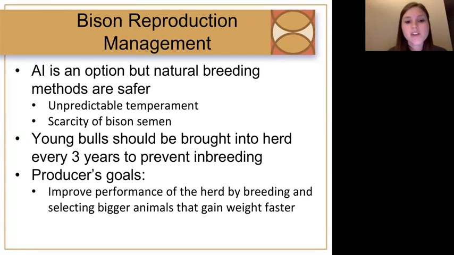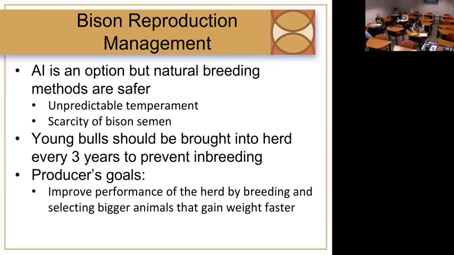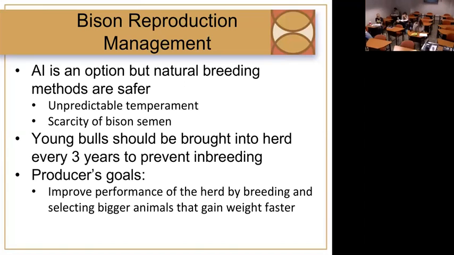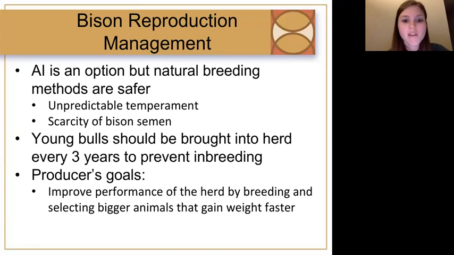Another issue is the scarcity of bison semen. Because there are not as many bison as cattle, you don't have as many organizations that would be able to provide you with bison semen. And I imagine collecting that would also be more of a hassle than with cattle. So this is a thing to note from a management standpoint for a herd.